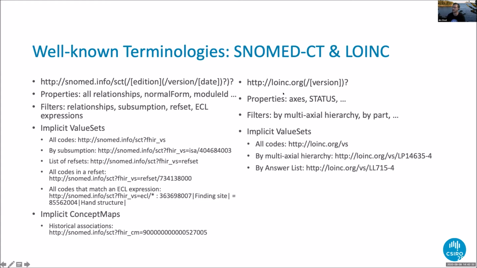And the same thing exists for LOINC. So LOINC has a bunch of axes that define a LOINC code. So what method, what system, what component, and things like that. And so you can build implicit value sets by that as well. So you can ask for all of the LOINC codes that descend from some LOINC part in the LOINC hierarchy. And these value sets just exist as soon as you've added a LOINC code system into your server.